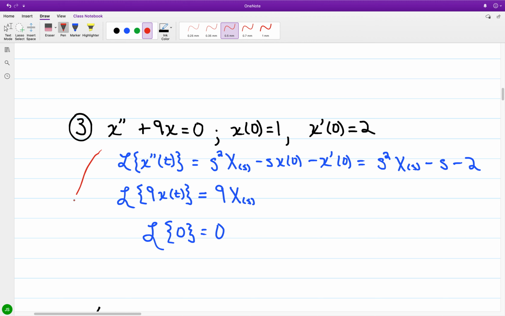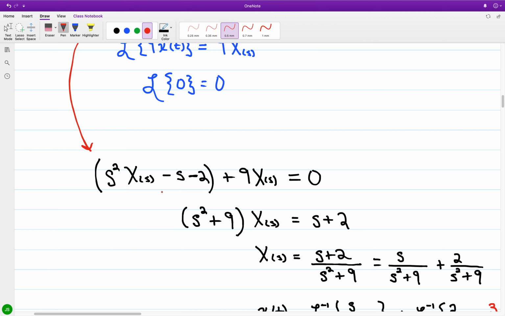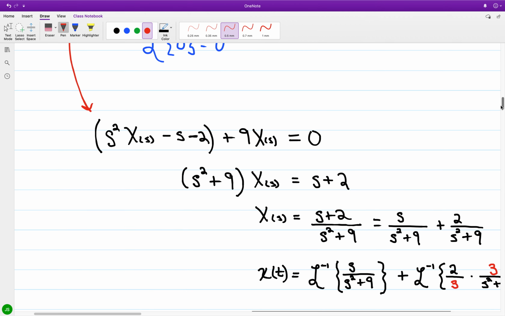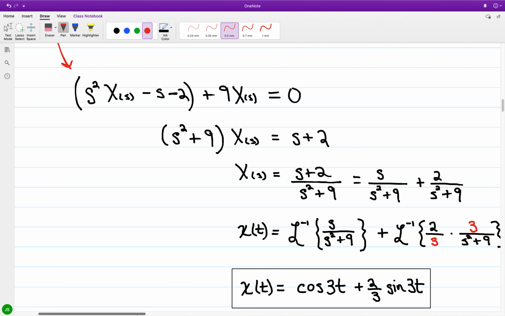Going from the differential equation to the Laplace transform equivalent, for the Laplace transform X of s expressions, we have the coefficients of s squared and 9. Combine those together and move the s and the 2 over by adding, isolating X of s. I have s plus 2 all over s squared plus 9, and breaking up, we have s over s squared plus 9 plus 2 over s squared plus 9, and a little bit of maneuvering has to be done.